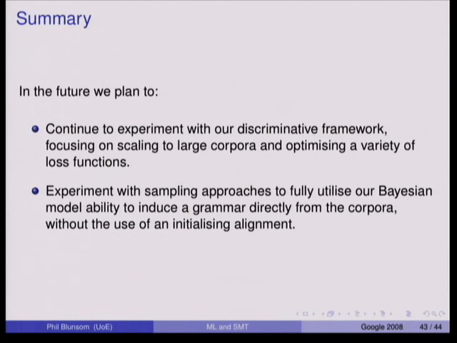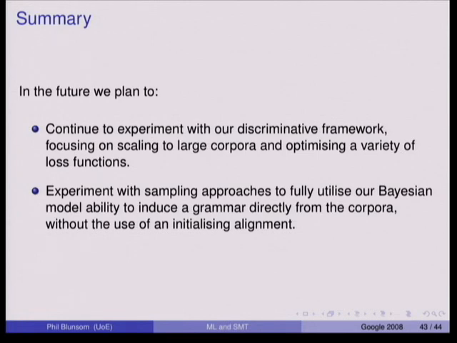So where we're going from here: with the discriminative framework, a prime concern is scaling. It is a heavy model, and we'd like to be able to train it on more data. We'd also like the ability to optimize more interesting loss functions than likelihood. The natural options there are expected loss, because it's a probabilistic model, so things like expected BLEU.